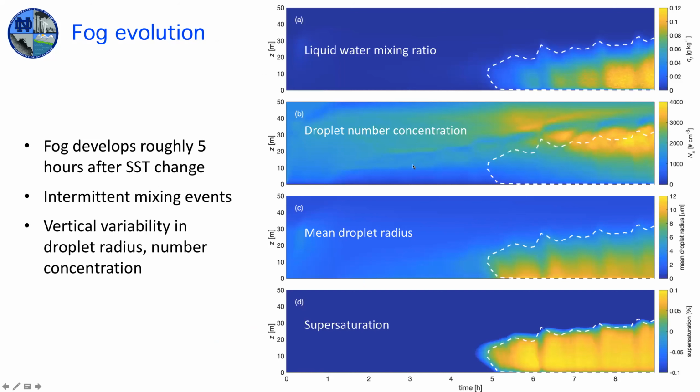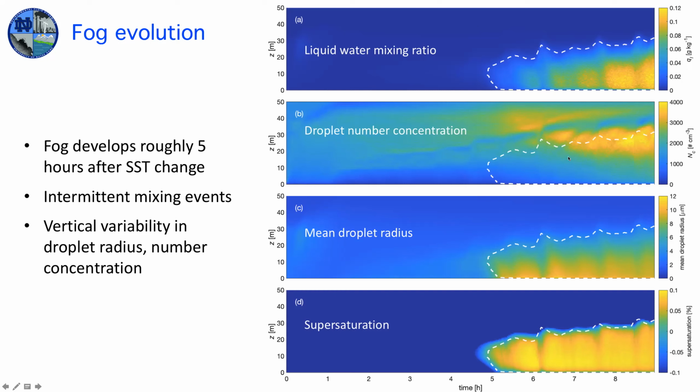If we look at the evolution of the fog, these are the time-height transects. On the top is the liquid water mixing ratio. This is the number concentration of everything, aerosols and droplets. This is the mean droplet radius, and this is the supersaturation. We see that after about 5 hours is when the fog develops, with fog defined here by this dashed line, the 0.01 grams per kilogram level of the liquid water mixing ratio.